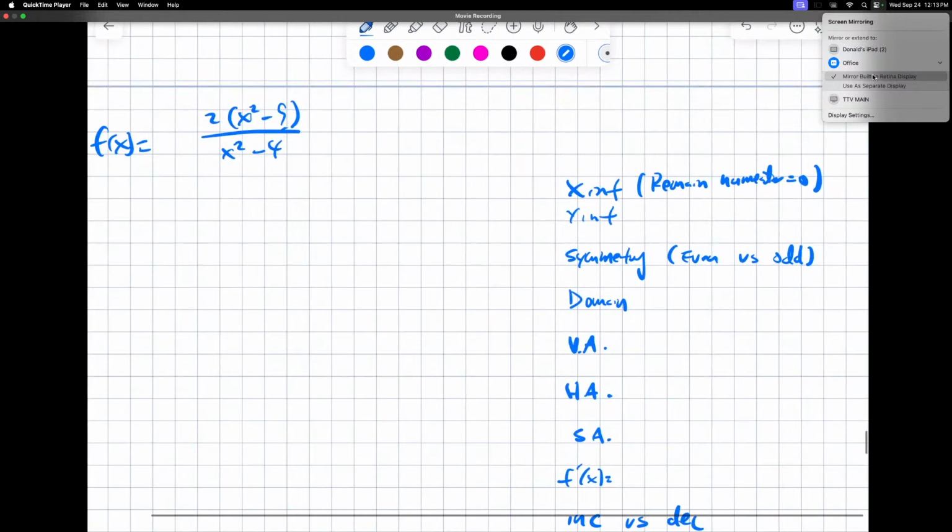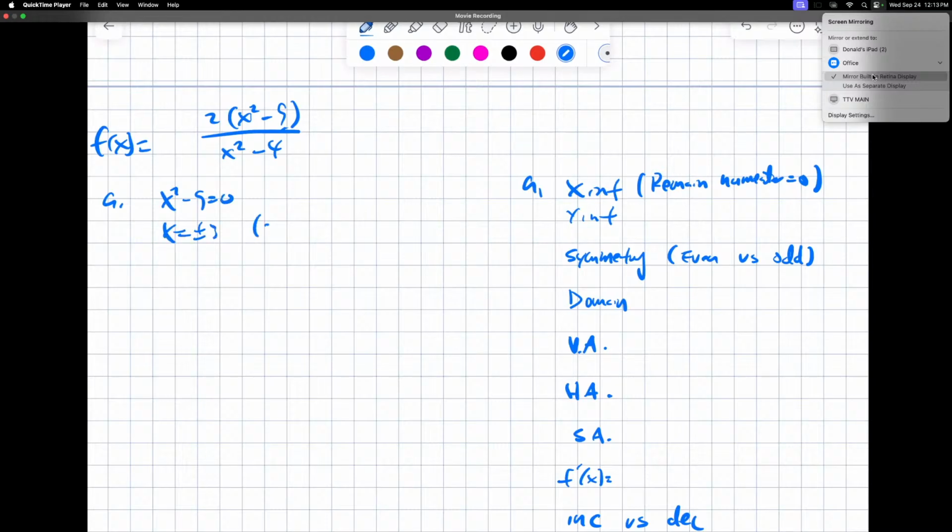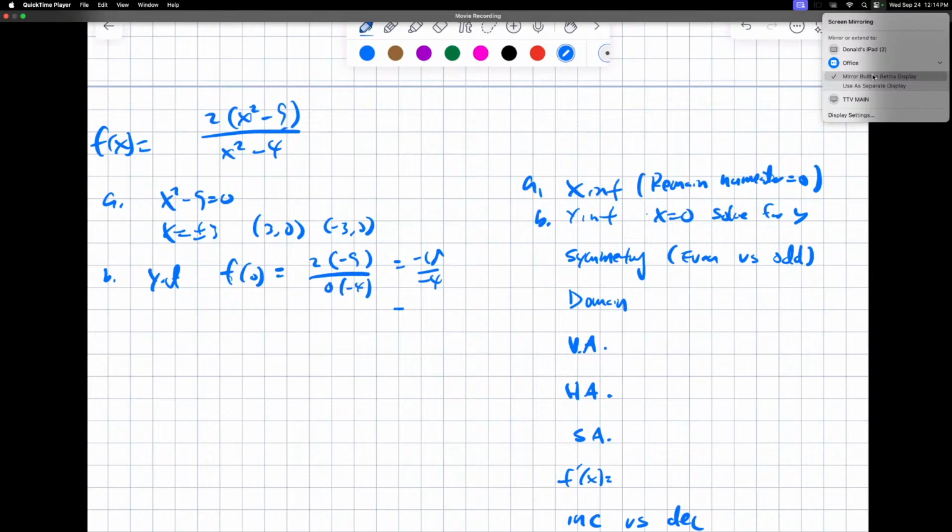So it's just 2x squared minus 9 equal to 0, x equal to plus or minus 3. So it's going to be (3, 0) and (negative 3, 0). B, we're going to talk about the y-intercept. How do we do the y-intercept? It's basically plug in 0 for x. So x equals 0, solve for y. Therefore, it's going to be 2 times 0 minus 9 over 0 minus 4. And that's equal to negative 9 over negative 4, which is 9 over 4. So (0, 9/4).